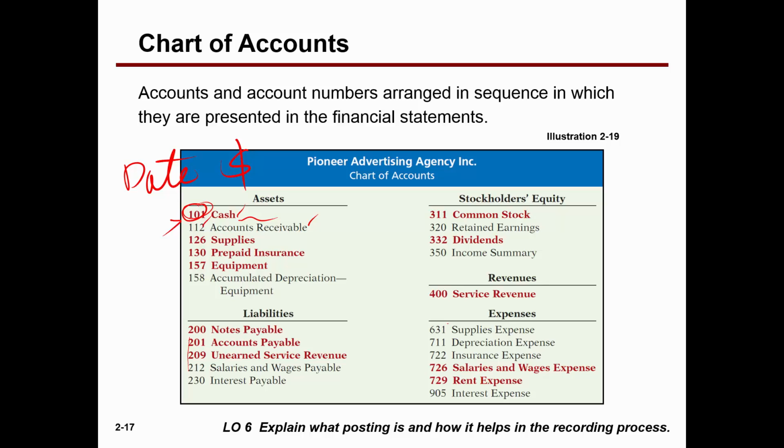So this is called a chart of accounts. Not really a ledger that has dollar amounts, but just the type. Here are the types: asset, liability, revenue, equity, expense, the names of the accounts, and the assigned numbers to those names.